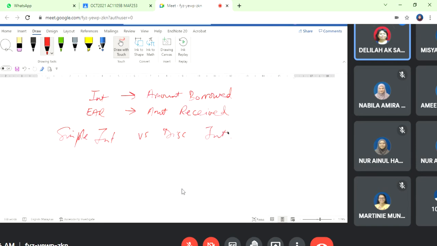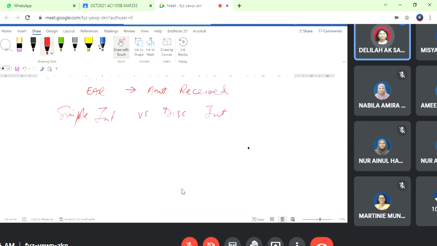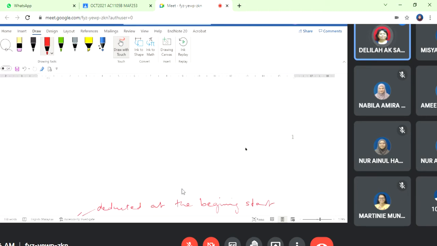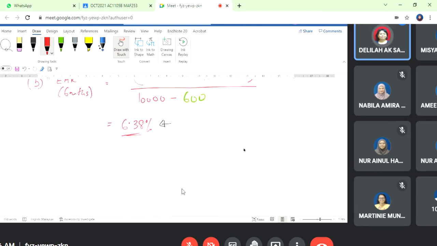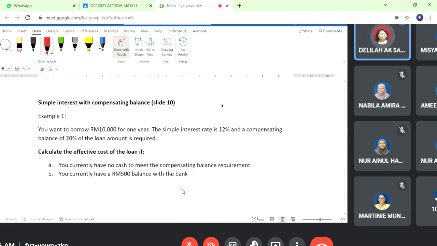Okay. Make sure you are clear about this. Simple interest and discount interest. Discount interest means you're going to get less when you borrow the money. Now look at slide number 10. In slide number 10, we introduce this requirement of compensating balance. Remember, compensating balance means you have to maintain a minimum amount of money in your account. Dia tak boleh kurang daripada compensating balance ni.